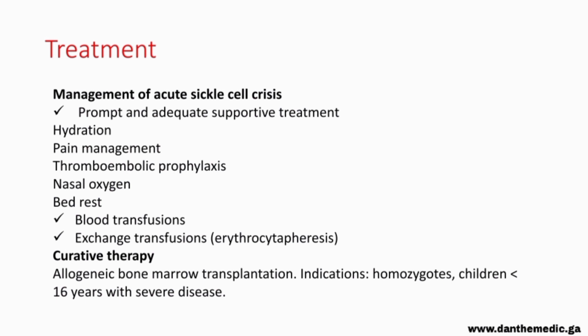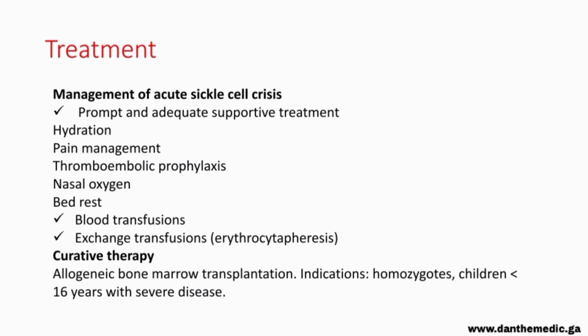Also, you can do blood transfusions, and this is usually done in cases of acute severe symptomatic anemia. So in the case of aplastic crisis. It's also indicated in the case of surgery. So we do preoperative transfusions, and then also in pregnancy. So these are the indications of blood transfusion.